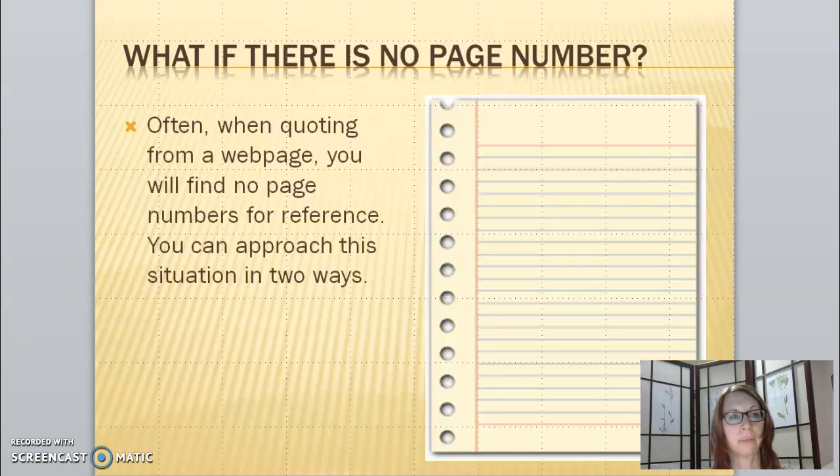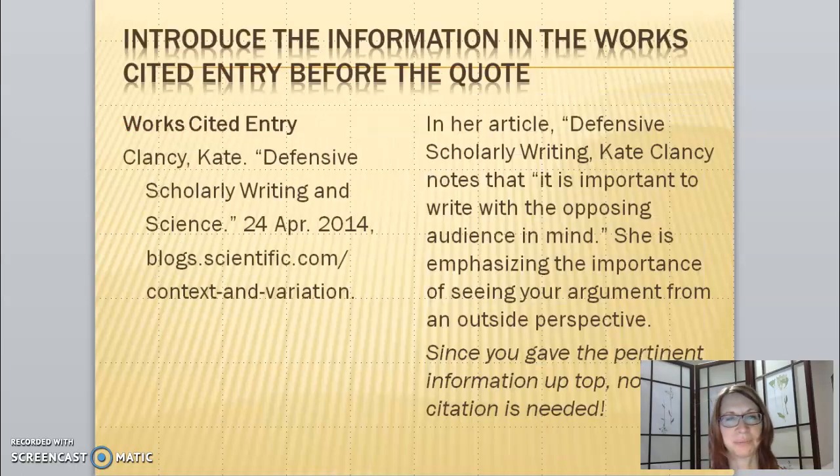So next, what if there is no page number? This happens often when you're quoting from perhaps a web page where there are no page numbers. And in that case, you can't make up page numbers. So here's what you do. You'd look again at the works cited entry. In this case, we do have an author. We have the title of an article.